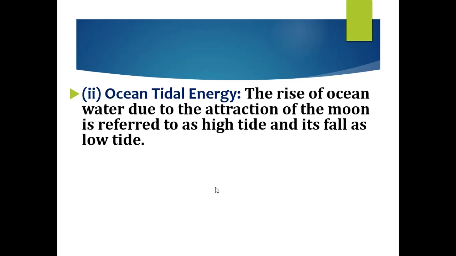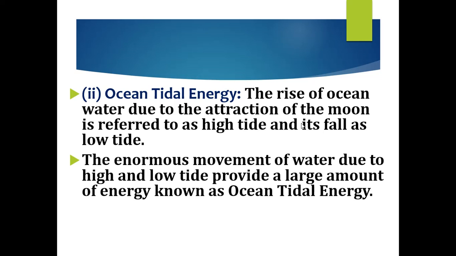Okay, so when there is a high tide, why is this high tide formed? The rise of ocean water is due to the attraction of the moon. When there is a full moon, you can see high tides because the moon attracts the ocean water, which makes the ocean water rise. This is referred to as high tide, and when it falls, it is low tide. So there are two tides, high tide and low tide. When there is a rise of ocean water due to the attraction of the moon, it is referred to as high tide, and its fall is called low tide. Okay, so this movement of water, sometimes the ocean level will rise, or sometimes it becomes low.